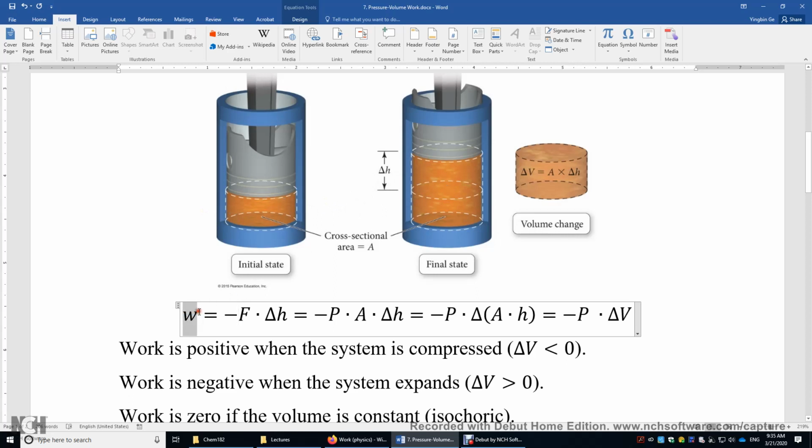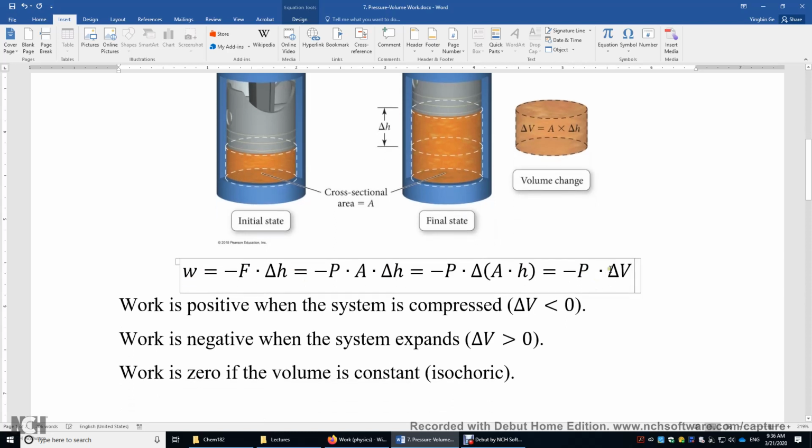Now let's look at the work of the system. It equals negative force times the distance, delta H, and the force is equal to pressure times the surface area, which is A here. And then we combine A and delta H, because A is a constant. A times delta H is equal to delta A times H. We can move this constant into this delta. And then delta A times H is simply the change of the volume of the gas.